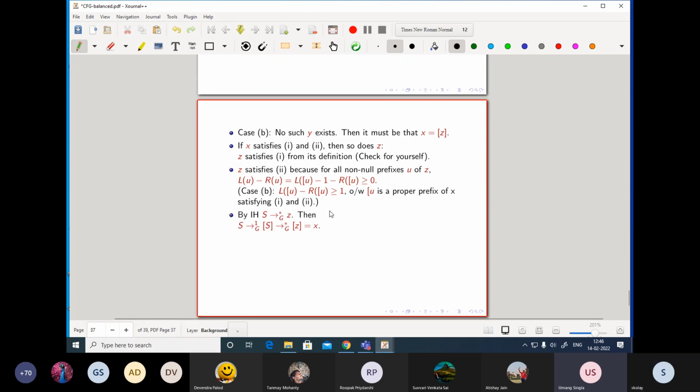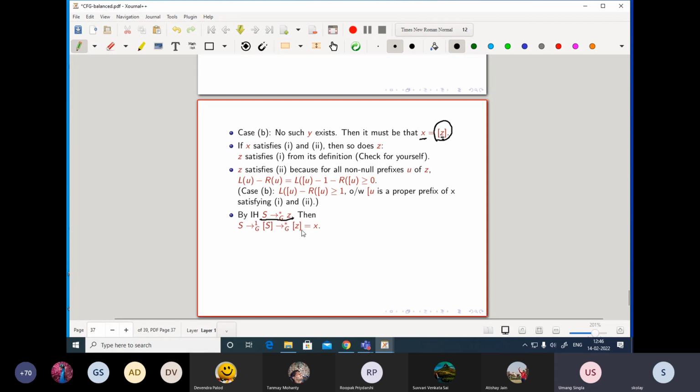Okay. So in case B, how do I derive X? I know that if X satisfies conditions 1 and 2, Z also satisfies conditions 1 and 2. So how do I do this? I know that if Z satisfies conditions 1 and 2, Z is a balanced parentheses expression. It is of length less than X. So by induction hypothesis, S can derive Z.